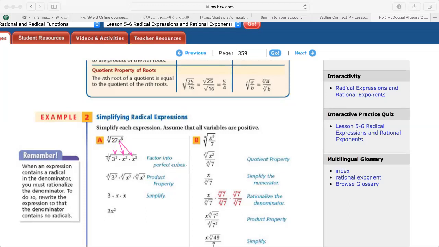So now I can distribute the cubic root upon the 3 terms. So it will be the cubic root of 3 cubed multiplied by the cubic root of x cubed multiplied by the cubic root of x cubed. The cubic root of 3 cubed is 3. The cubic root of x cubed is x. The cubic root of x cubed is x. So my final answer, when I simplify it, is 3x squared.